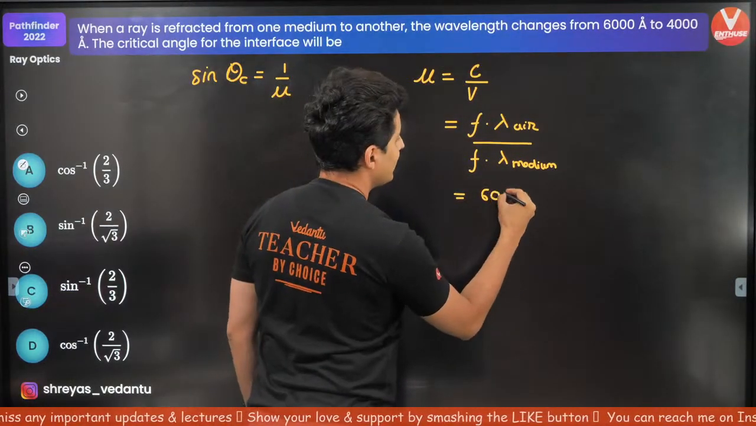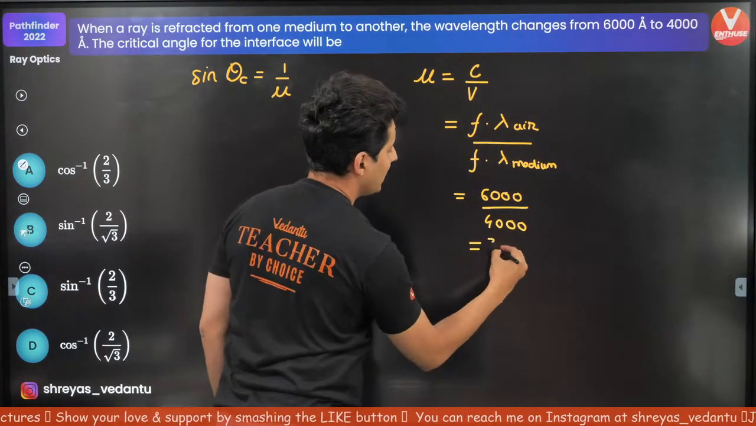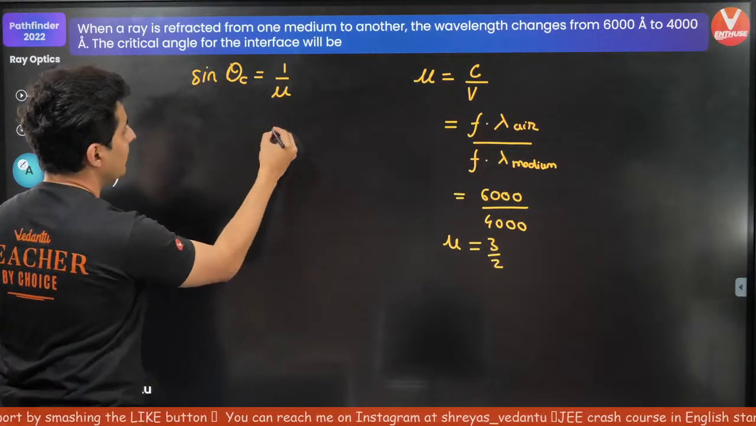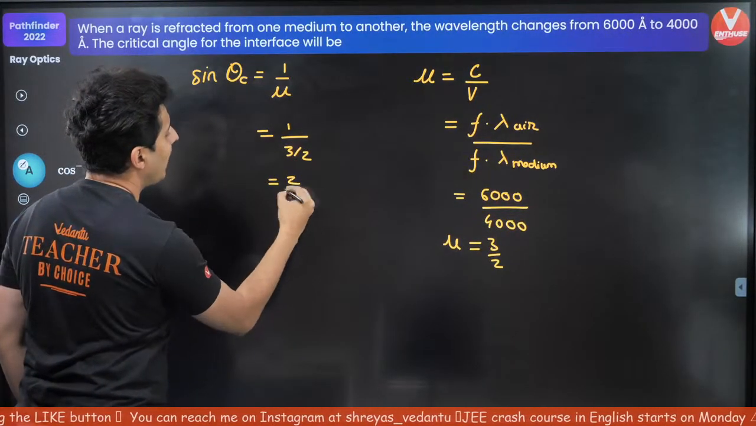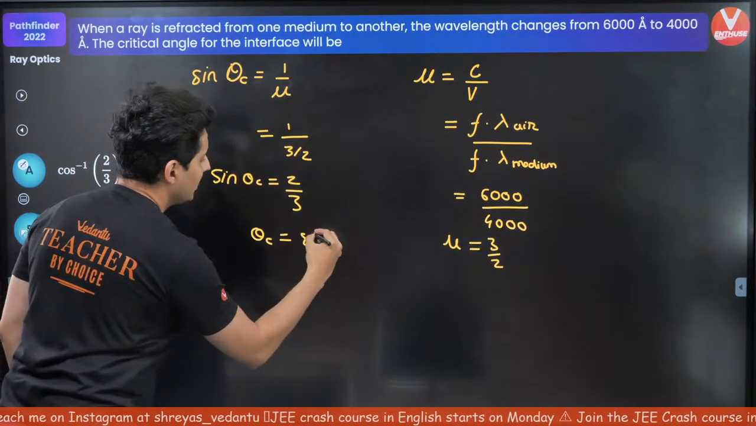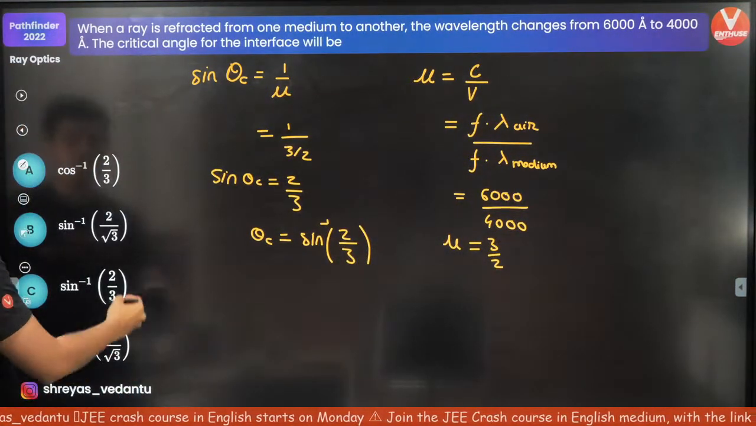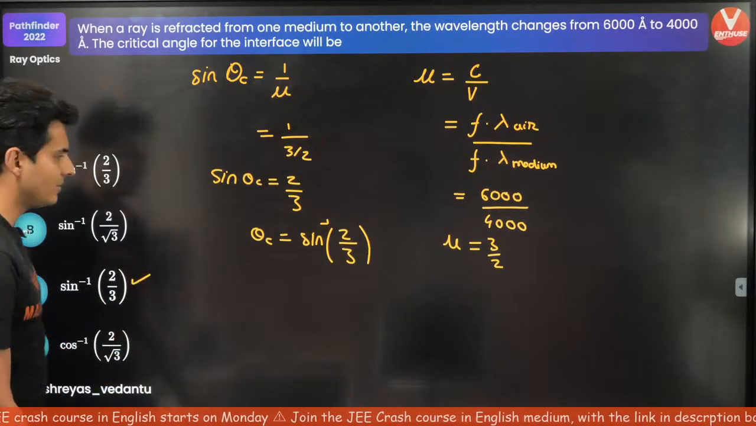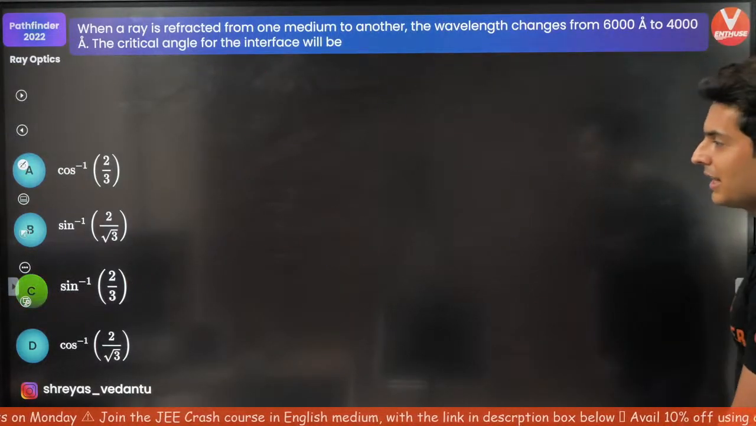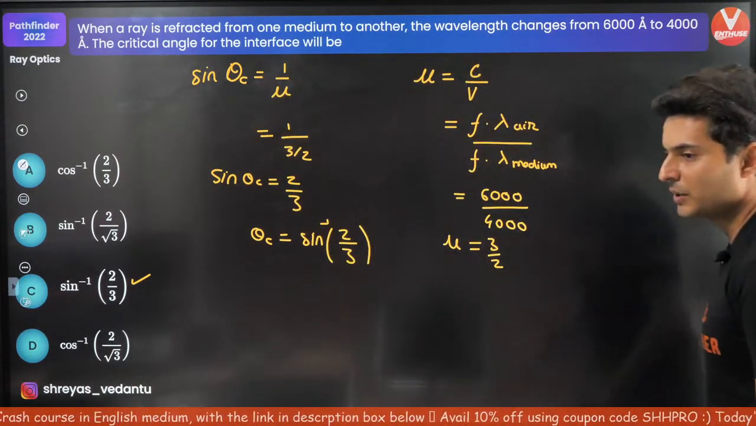Wavelength is 6000 divided by 4000. Interesting, 6 by 4 is nothing but 3 by 2, correct? So I just got mu as 3 by 2, put it over here, so it will become 2 by 3, that is nothing but sine theta c. So our critical angle will be how much? Sine inverse of 2 by 3. So that's our critical angle. Where is it? Sine inverse 2 by 3? Yes, it is there as option C. Excellent. Option C should be correct. Yeah, it is.